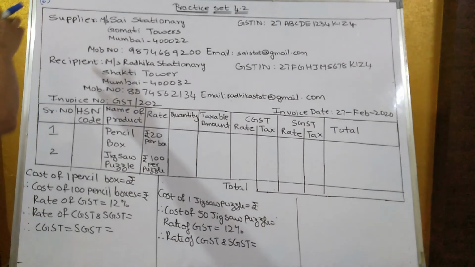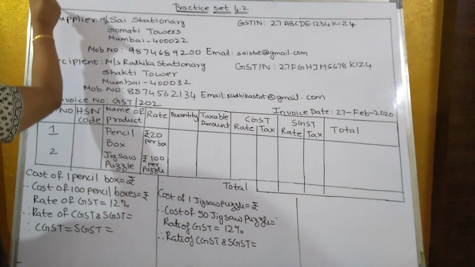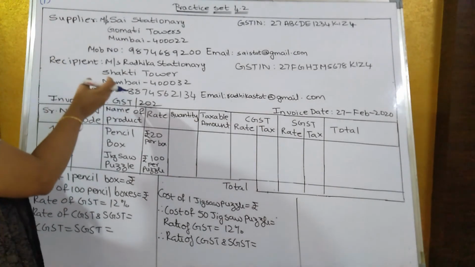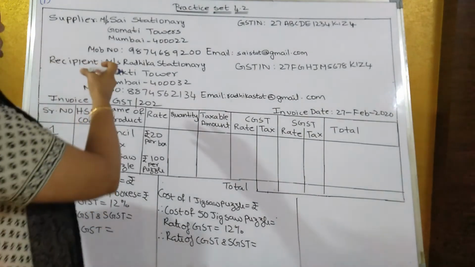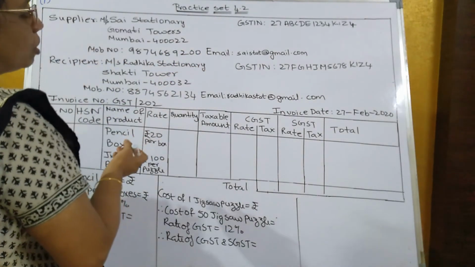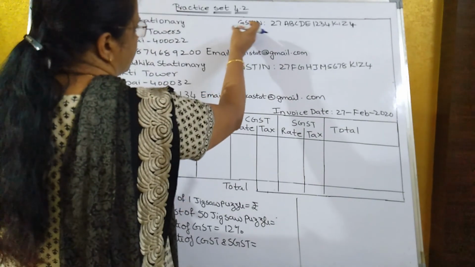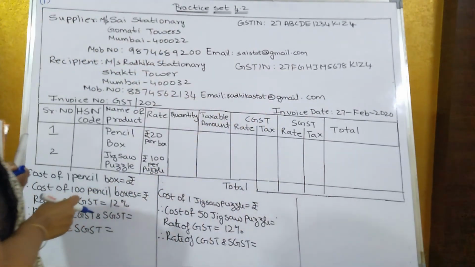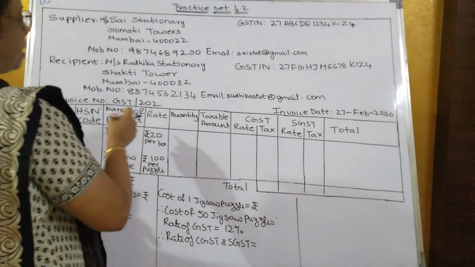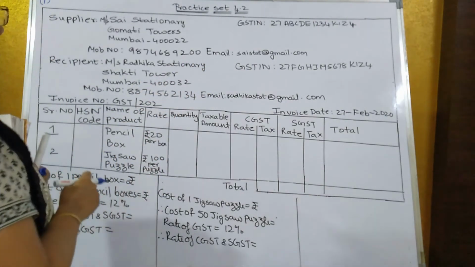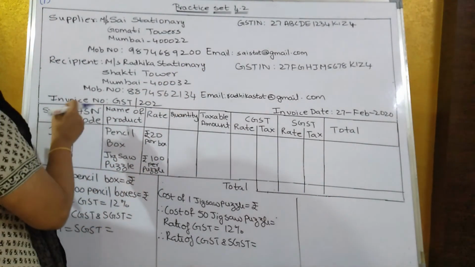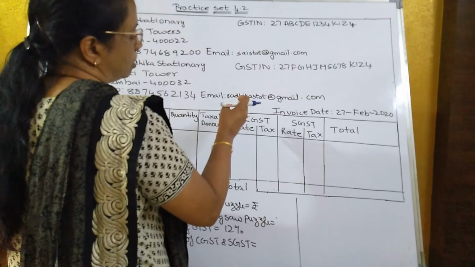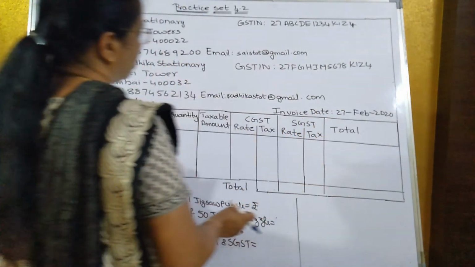Now sum number 7. Here you have to write down the address of both of them, the supplier and the recipient. You can write any address as you wish. The mobile number and email ID also you have to write as per your wish. GSTIN, since it is Mumbai over here, so I have taken 27, and same like the previous sum you have to write the GSTIN of the supplier as well as the recipient. Now invoice number, that is the bill number, is 202, and the invoice date, that is the date on which the transaction was done, you have to write down as per your wish.